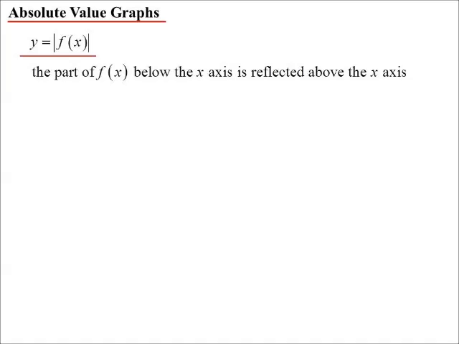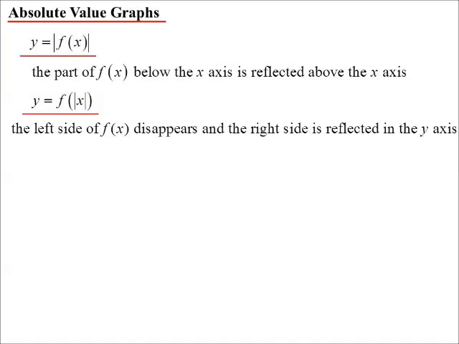If it's function absolute value x, this one's a little bit rarer, what would happen? Well, what that's now saying is I'm never going to substitute in a negative number because I'm substituting in the absolute value of x. So this time it's the y-axis. The left-hand side of the y-axis will disappear. And then the right-hand side would reflect over.